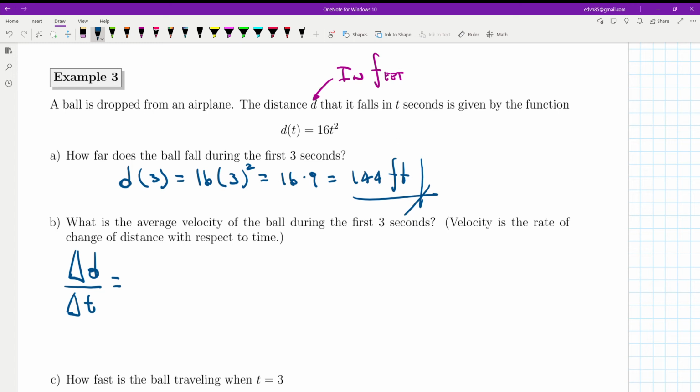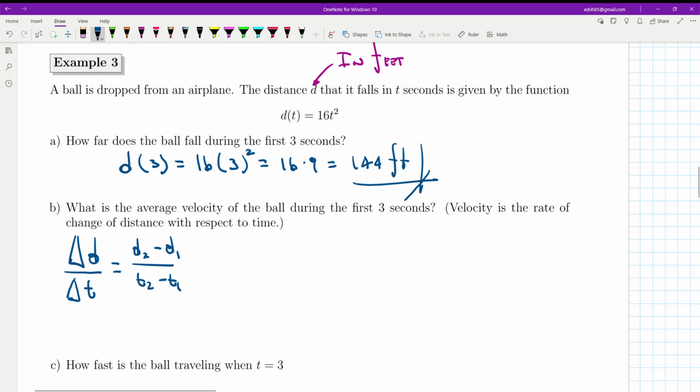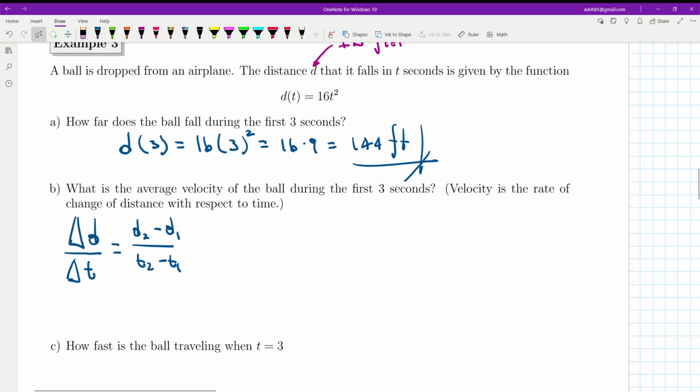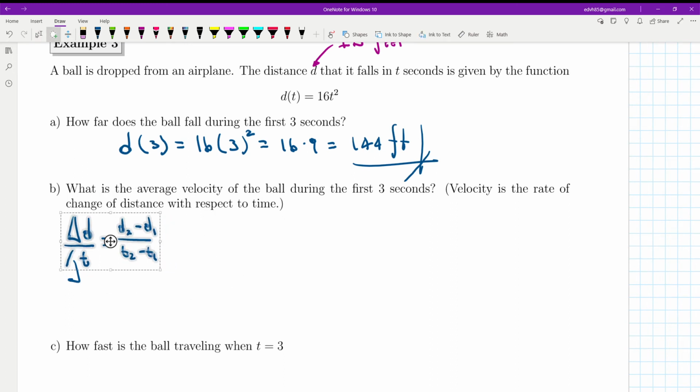Let's call it d2 minus d1 over t2 minus t1. But where are we going to get this d2, d1, etc.? Well, I'm going to do this on the side. By the way, this is too big. Let me make it a little bit smaller. And no, it didn't work.